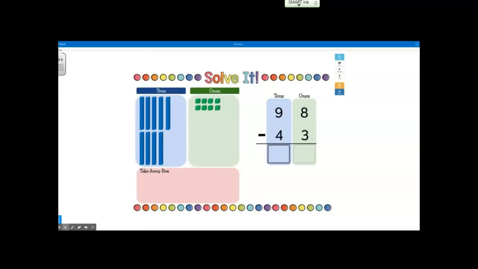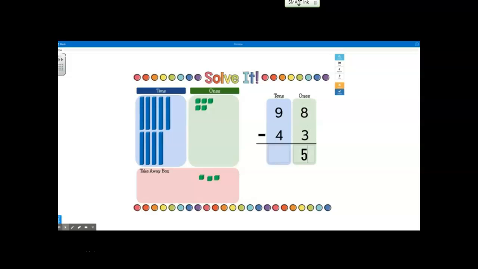Okay, so to solve this problem, we always start on the right. We always start in the ones place. So here I have 8 ones, and I'm going to take 3 away. You can use this work mat over here to help you find your answer. So here there are 8 ones, and we're going to take 3 of them away. So I'm going to take my 3 ones away to the takeaway box down here. That's 1, 2, 3. How many ones are left over? There's 5 ones left over. And I know that's correct because 8 minus 3 is 5.